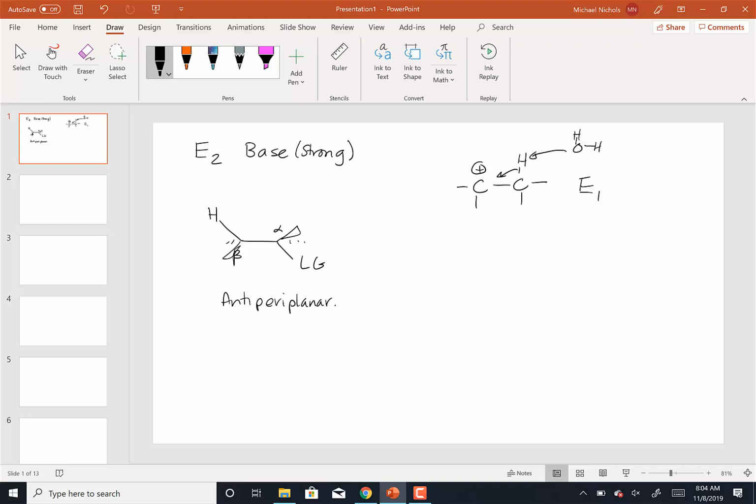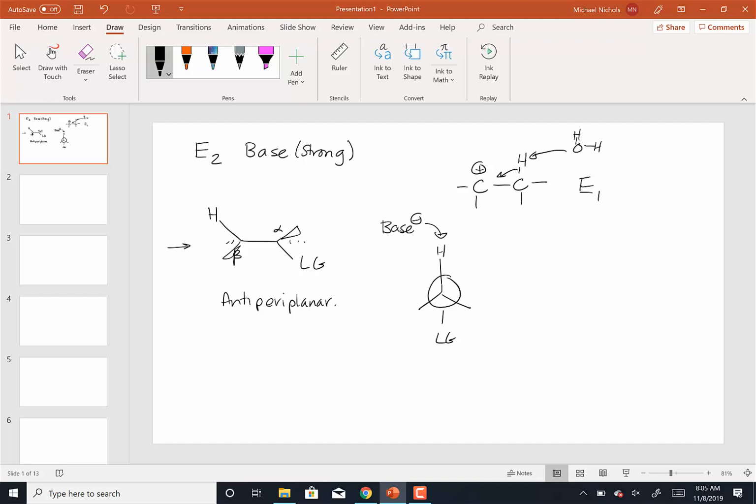I think there's another term for this that books use. I don't use it. I just call it anti-periplanar because that fits with what we talked about before. So if I'm looking down this bond, I'm seeing the leaving group here and the beta hydrogen that will be removed in the anti-position. Now there is such a thing as periplanar, where the hydrogen and the leaving group are in the same plane, kind of eclipsed. But the geometry has to be that the beta hydrogen and the leaving group are anti-periplanar. And then the base will come in, whatever that base is, which we'll talk about.